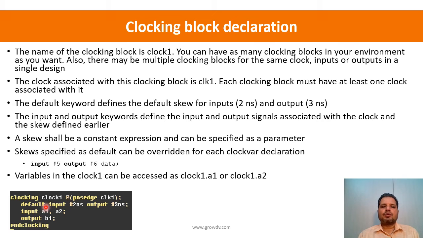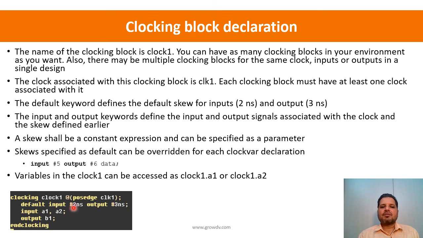Then, as far as skews are concerned, we can define a default skew, and here we have defined it with the input and output keywords. We have defined a default skew of 2ns for input and 3ns for the output. And this skew expression has to be constant. We can use parameters, but it has to be constant. We cannot create dynamic expressions over here.